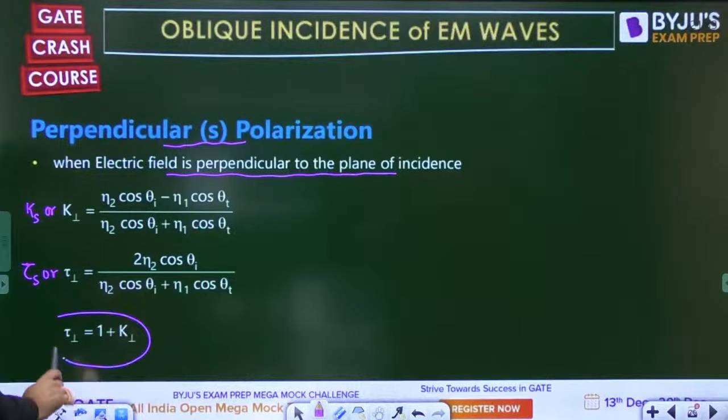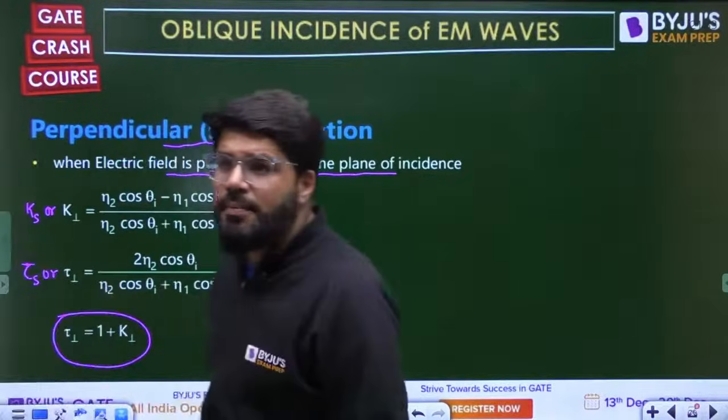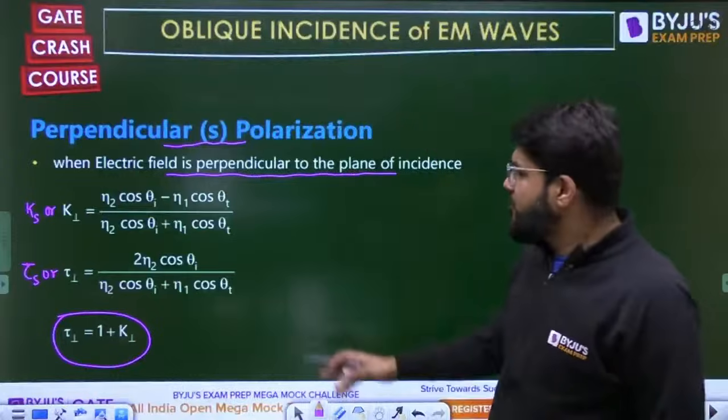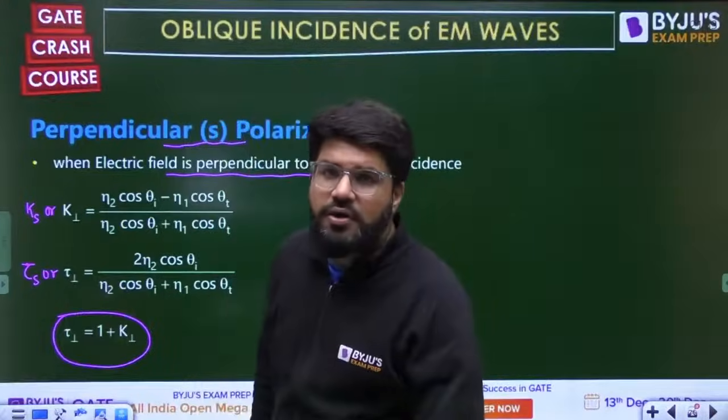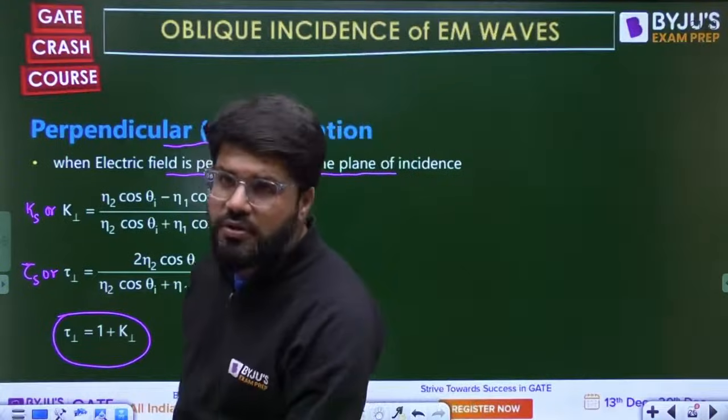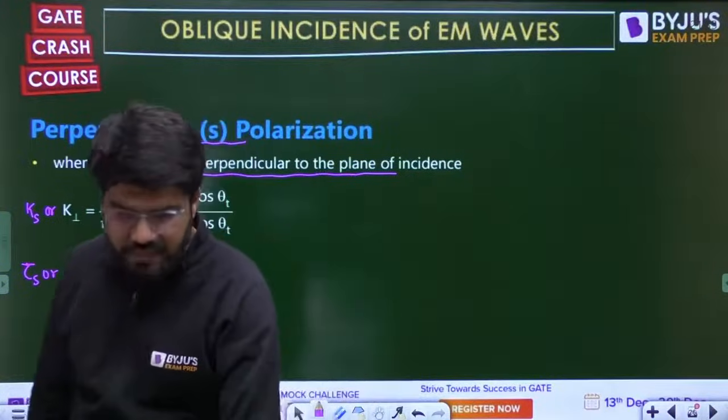And here you can note down 1 plus k equal to tau. That means only remember the formula for k, and 1 plus k is tau. No need to put down the formula for tau separately, right? Only remember the formula for k.